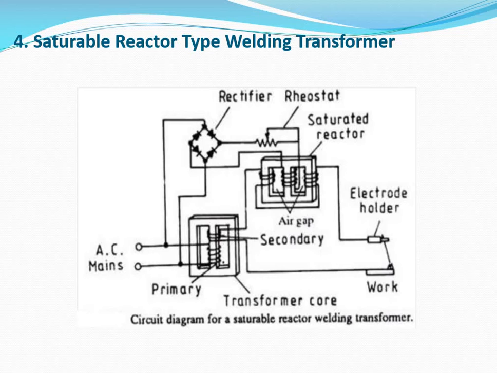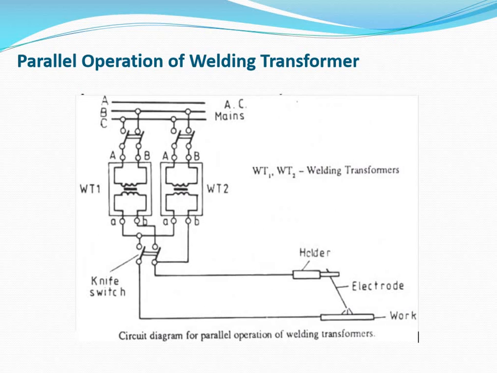Alternatively, a large choke can be inserted in the DC control circuit, or we can use a combination of these two methods, so that will produce the desired results also. So this is about the saturable reactor type welding transformer. Now let us see also the parallel operation of the welding transformer.